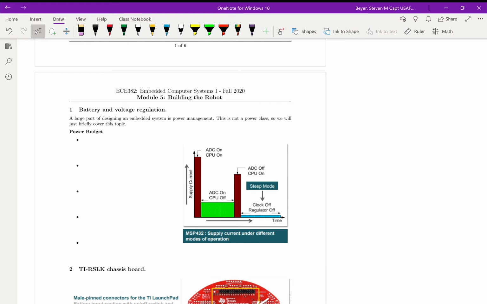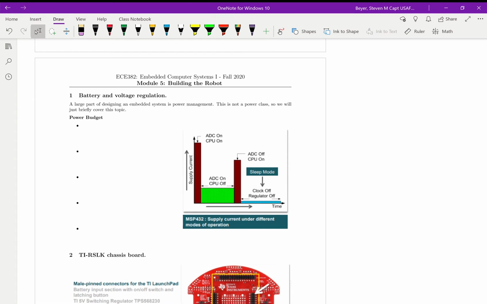So the chassis board is going to help us to manage that power, but the key thing is this is not a power class, so a lot of these concepts we're not going to delve really deep into, and you'll see those in other classes like ECE 215 and some of the other power classes. But today we're just going to get an idea of how power management and power budget play a role in an embedded system.